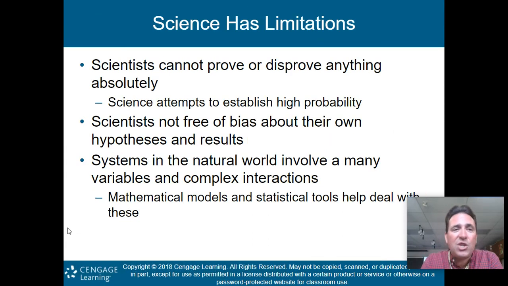Science does have limitations. Scientists cannot prove or disprove anything absolutely. Again, science attempts to establish a high probability, but things could change, like Earth being the center of the universe, right? Scientists are not free of their own bias in the hypotheses and results.